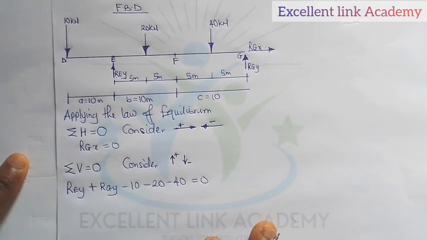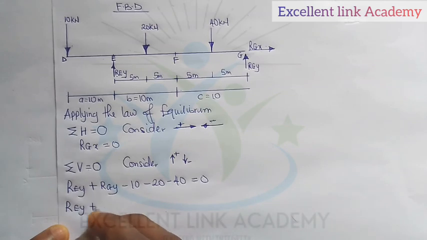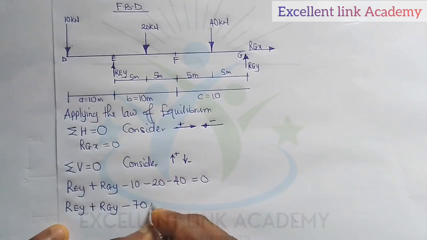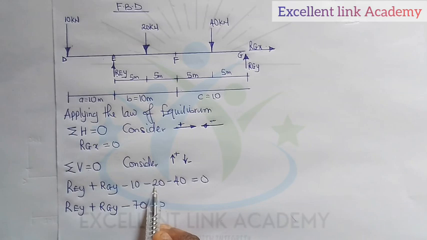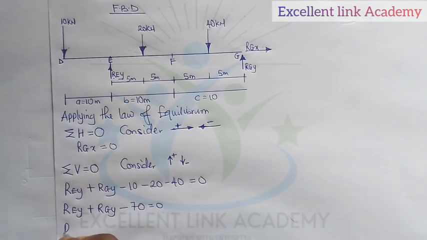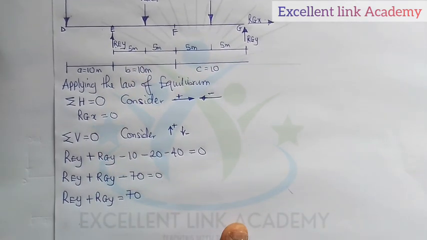Now, if I proceed mathematically, I'll be having REY plus RGY minus 70 is equal to 0. Minus 10, minus 20, minus 40, that is minus 70, equal to 0. So if I apply the mathematical approach, I'll be having REY plus RGY equal to 70. Minus 70, when moved across the equality sign, becomes plus 70, right?